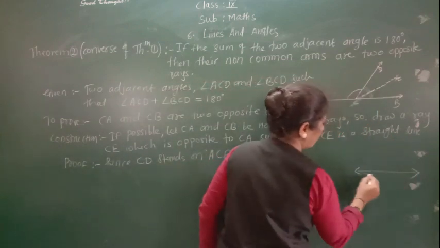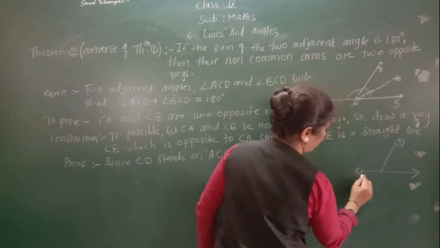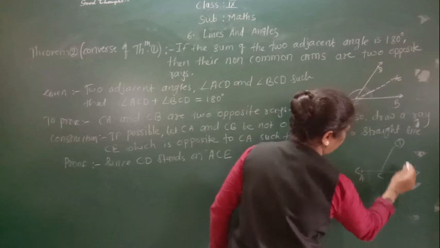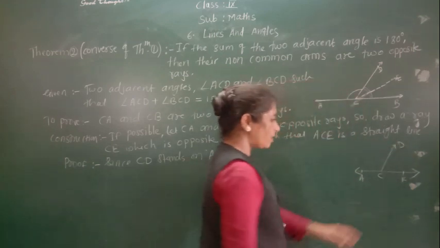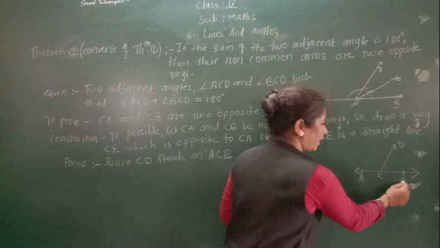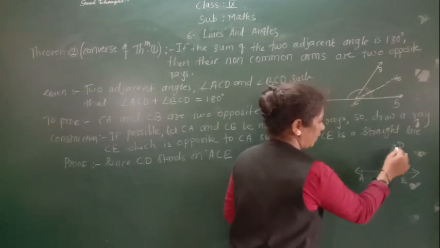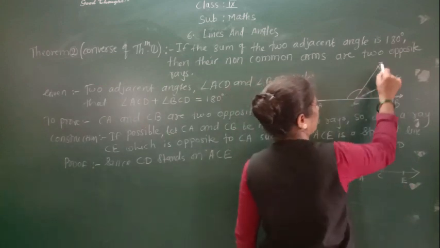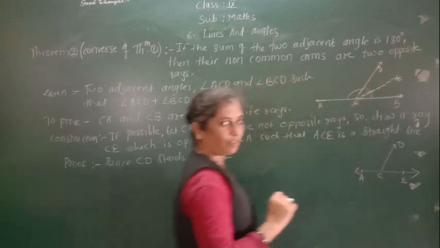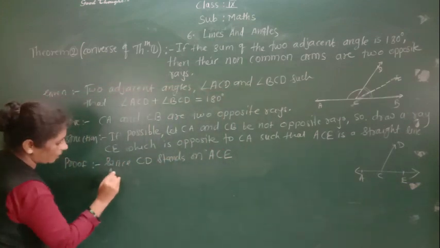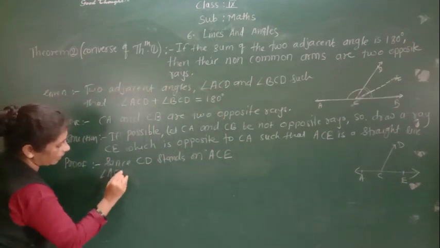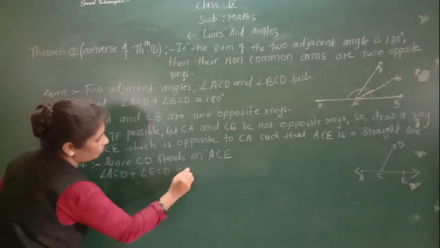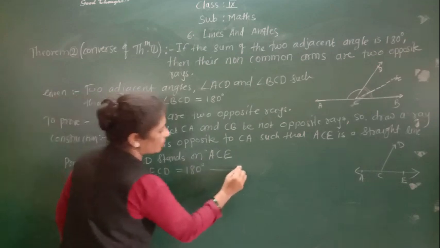Okay, so I will draw here. CD stands on ACE. Okay, so this is CD. When CD stands on ACE, angle ACD plus angle ECD equals 180 degrees, correct? Angle ACD plus angle ECD equals 180 degrees. This is your first statement.